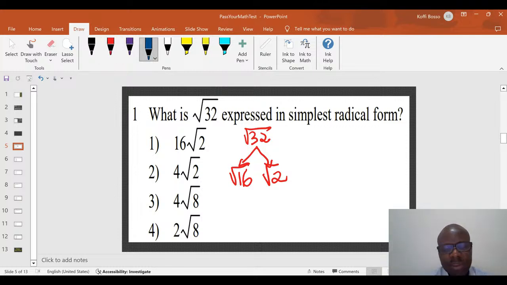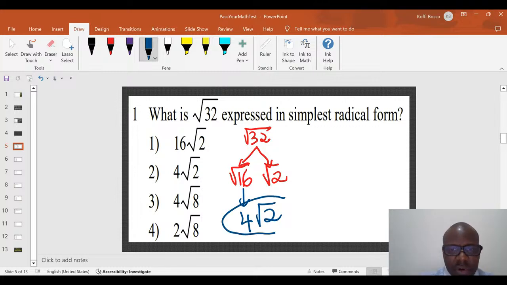Oh, I know that. Okay. The square root of 16 turns into a regular 4. It's not the square root of 4, but a regular 4. Why? Because that 16 is 4 multiplied by 4. But the square root of 2 stays the square root of 2, because we cannot break it down anymore. We cannot simplify. So therefore, the answer here is 4 square root of 2, which is choice number 2.